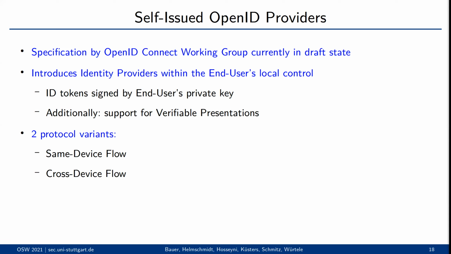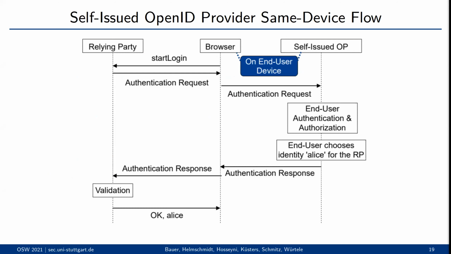And also self-issued OpenID providers are built with support for verifiable presentations in mind, meaning that there can also be additional claims provided by a trusted issuer. And self-issued OpenID providers come with 2 protocol variants, namely the same device flow and the cross-device flow. And there's a quick sketch of the same device flow on the next slide. We see the same device flow is characterized by the browser serving as the user agent and the self-issued OpenID provider residing on the same end user device. And we also see that this flow is based on the OpenID Connect implicit flow.